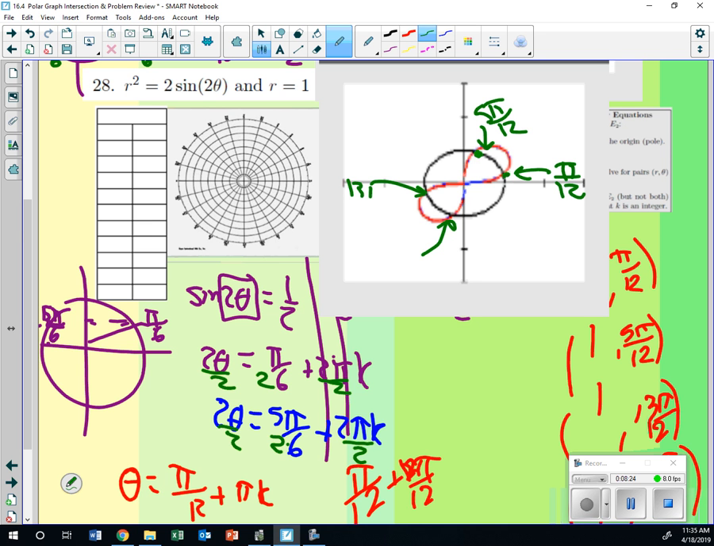13 pi over 12, which is a little more than 12 pi over 12, isn't it? And then this one's going to be 17 pi over 12. Notice how these are straight across through the origin because you're adding pi. And those are your 4 answers with the justification.